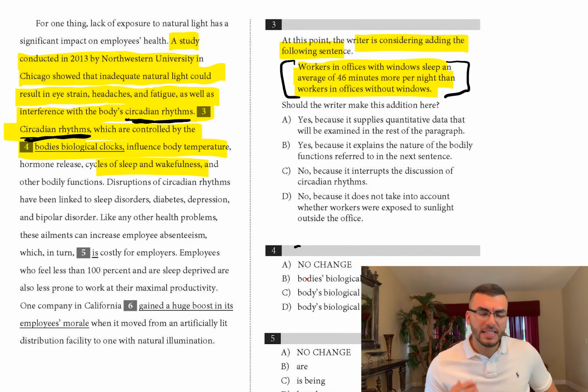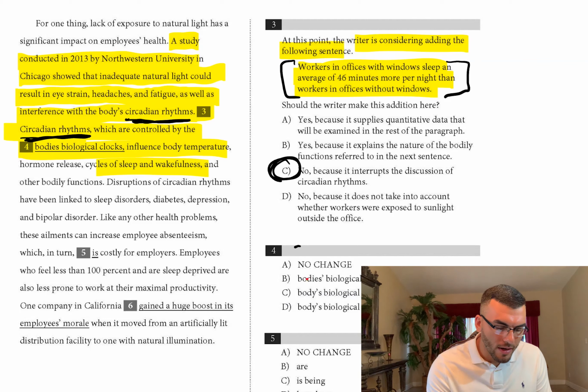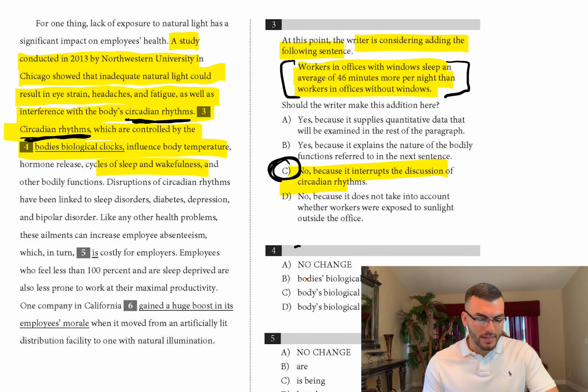No, that completely disrupts the discussion of circadian rhythms. The previous sentence ended with circadian rhythm. The next sentence starts with circadian rhythm. Talking about getting more sleep per night is just completely random and should not be added to the following sentence.